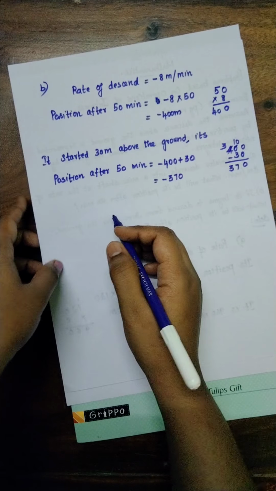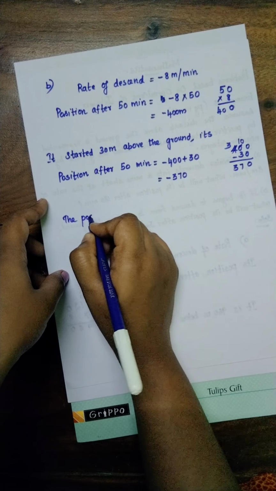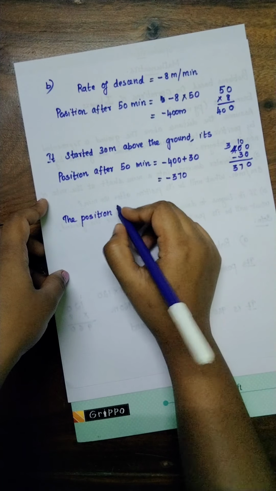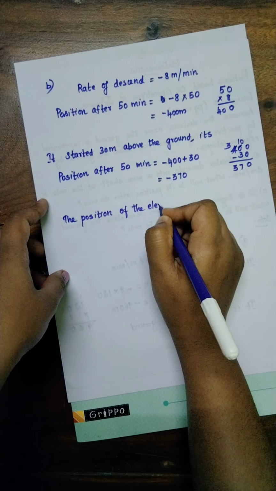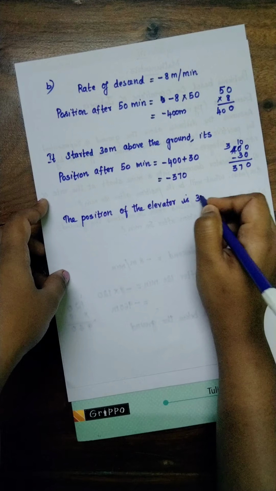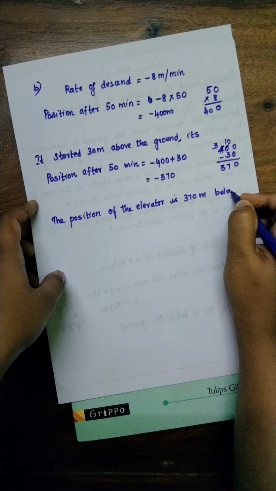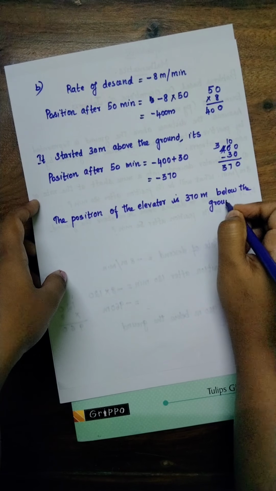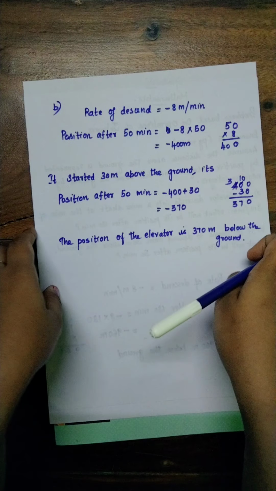Do you all understand? The position of the elevator is 370 meter below the ground. Okay, understand? Do you have any doubt in this question?